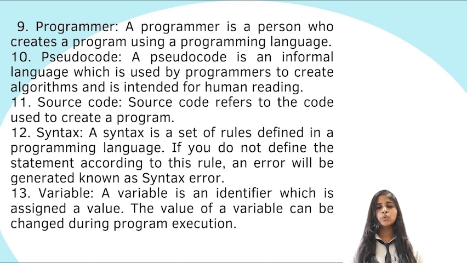Then we have pseudocode. A pseudocode is an informal language which is used by programmers to create algorithm and is intended for human reading. Then we have source code. Source code refers to the code used to create a program. Then we have syntax. A syntax is a set of rules defined in a programming language. If you do not define the statement according to this rule, an error will be generated known as syntax error.